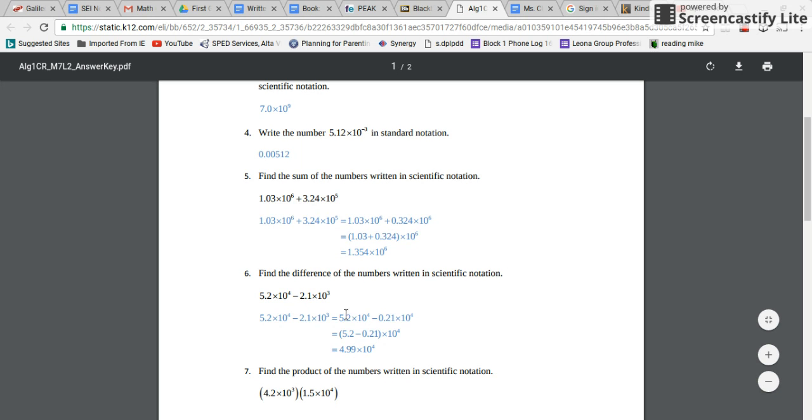Number 6, find the difference of the numbers written in scientific notation. This is the same thing. They kept the 5.2 times 10 to the 4th the same. And this one, since it was 10 to the 3, they changed it and forced it to become 10 to the 4. So again, they moved the decimal over once, so it became 0.21. And then they went ahead and subtracted that. You can use a calculator. 5.2 take away 0.21 gives you 4.99. And then you keep the ending the same, times 10 to the fourth.